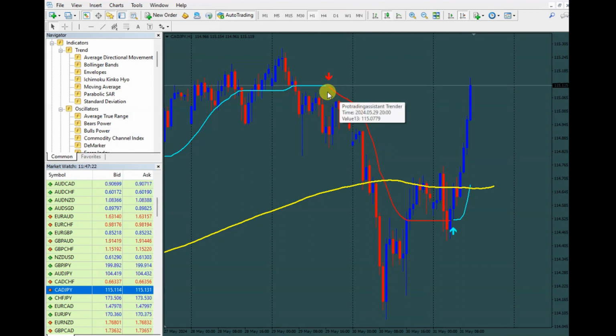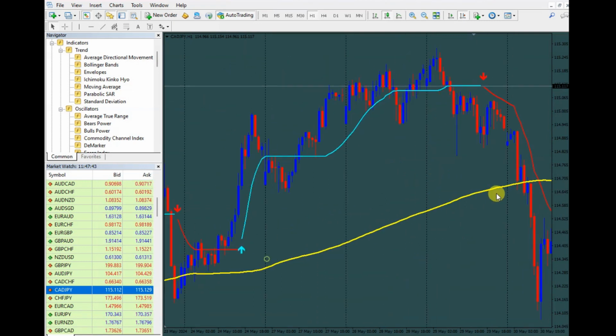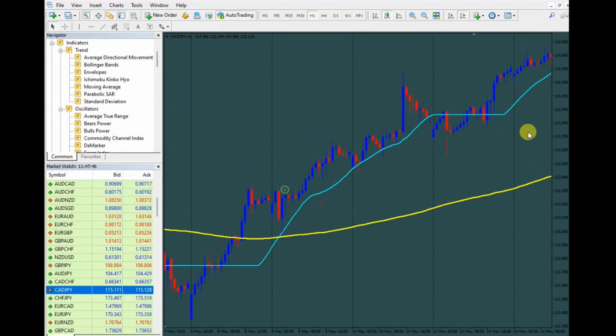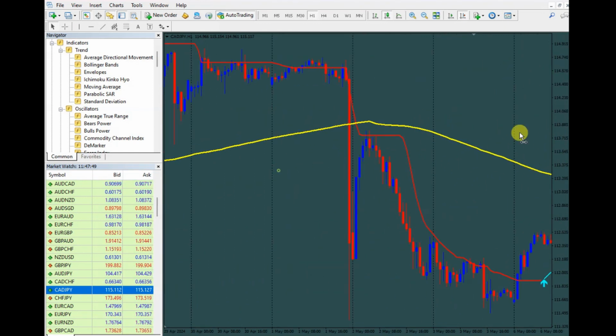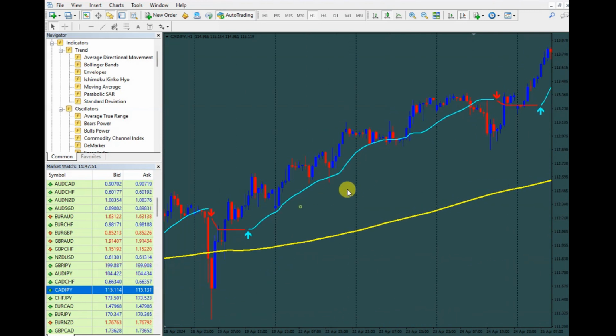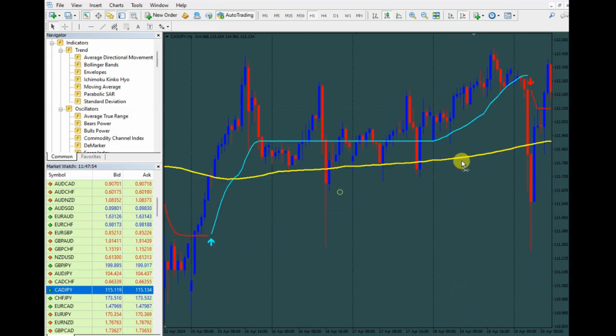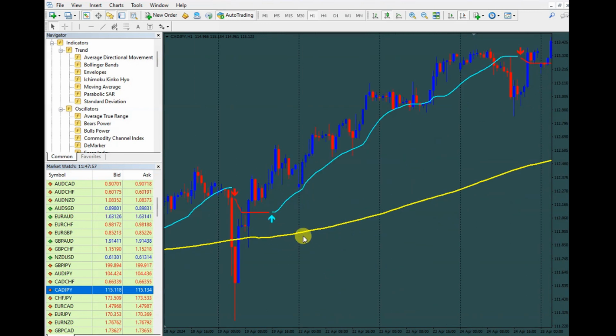Our direction for the buy and sell will be determined by our Pro Trading Assistant Trender. This is the indicator which will give us the direction, whether we are going to buy or we are going to sell. So let's go back in time so that I will be able to show you how this has fared in the market. So let's start from here.